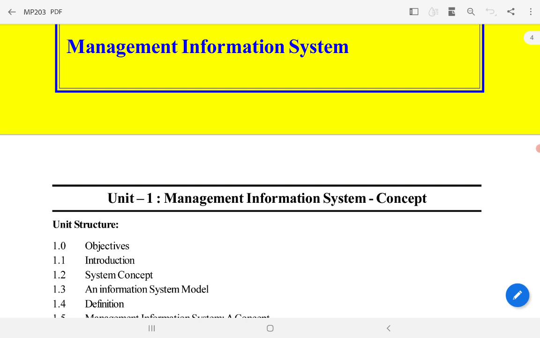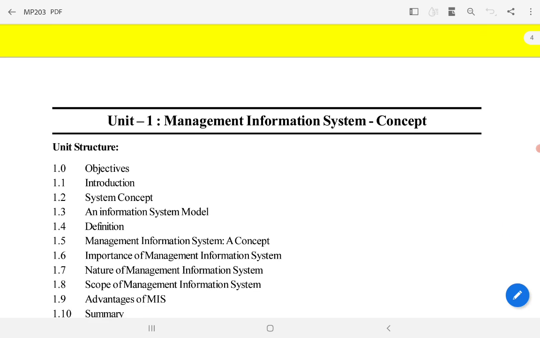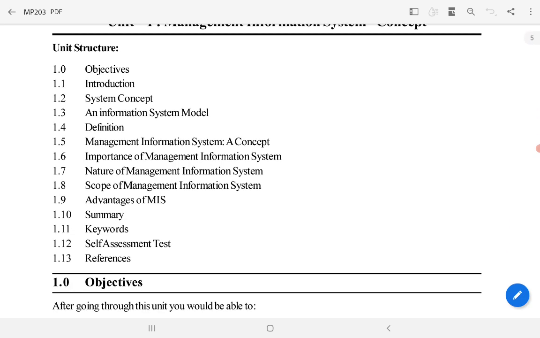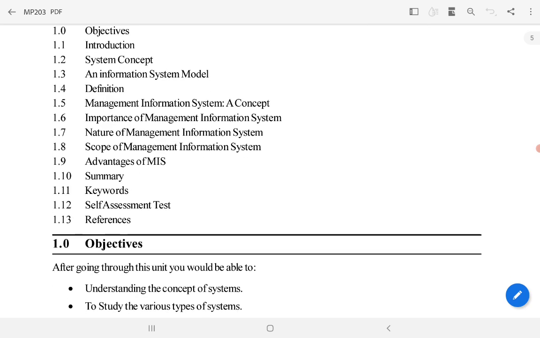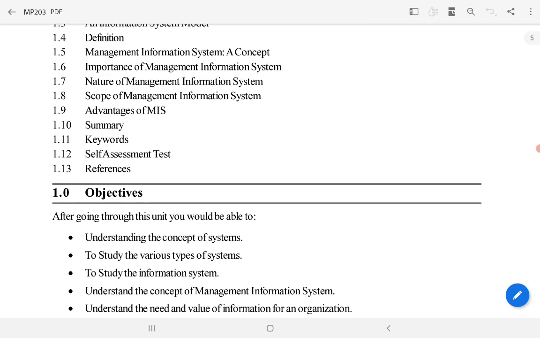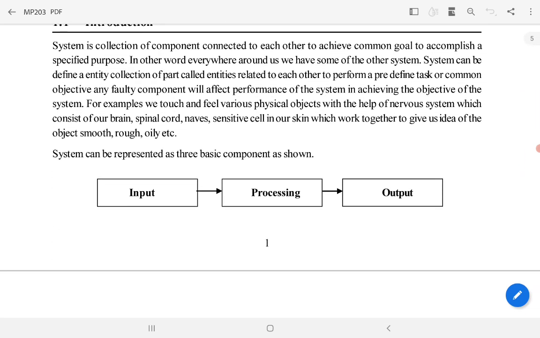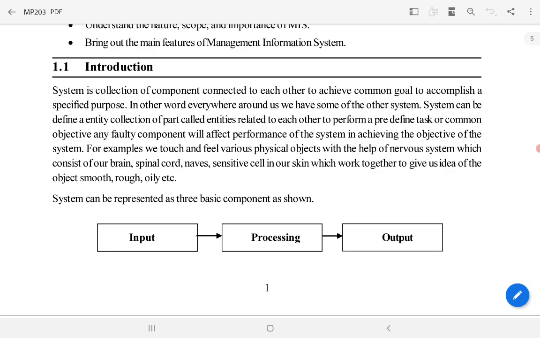So this is another book. In this book it explains all the basic concepts of information systems: system concept, information system model, definition, MIS system, importance of MIS, nature of MIS, scope of MIS, advantages of MIS, keywords and self-assessment test, etc. So what is a business environment, a business process, business processing?